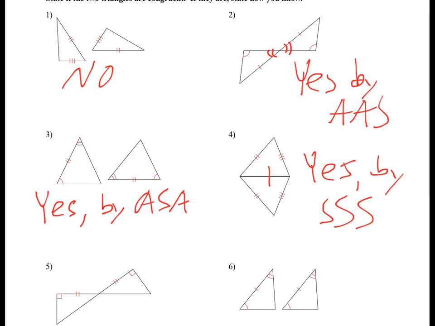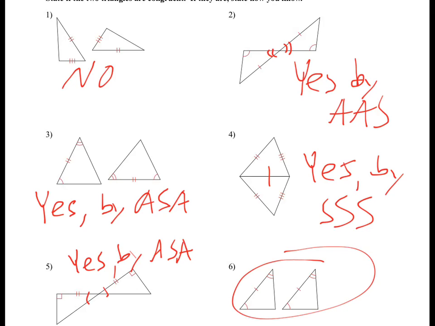And if you look down at five, once again, you have two lines that cross. That gives you vertical angles, so you can add little tick marks there. Those two are congruent because they're vertical. And now if you look at the left triangle, you have two angles that are congruent and the side between. And on the right side, you have two angles and the side between. So this one's going to be yes by angle, side, angle.